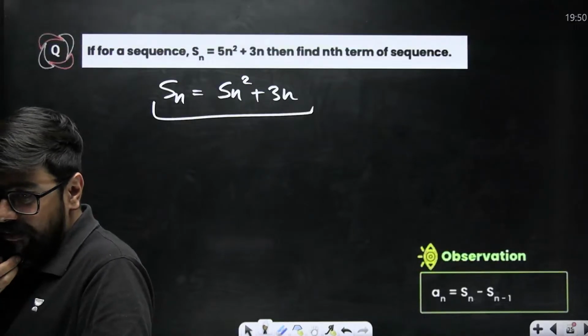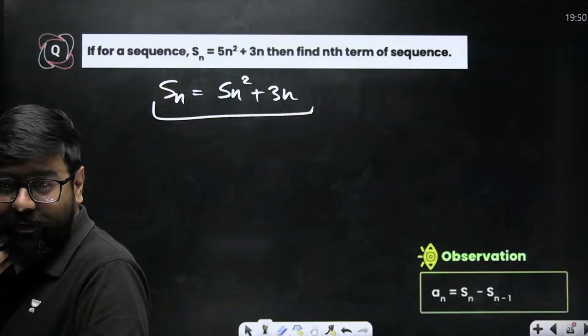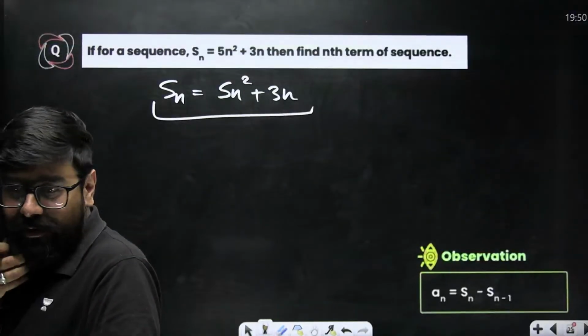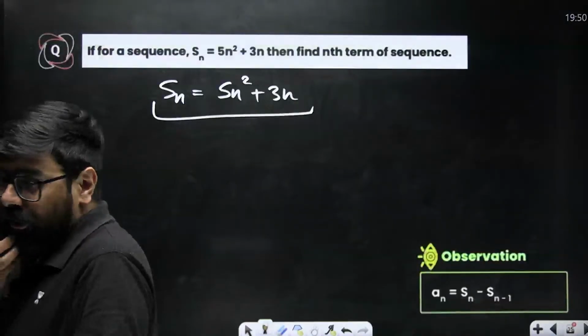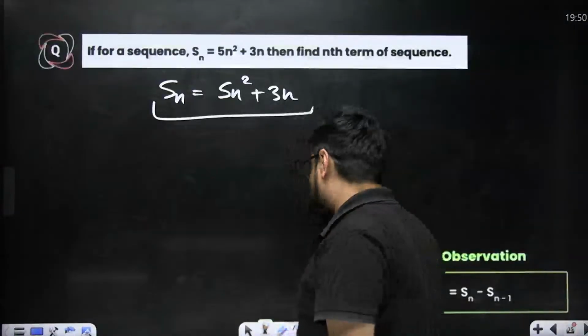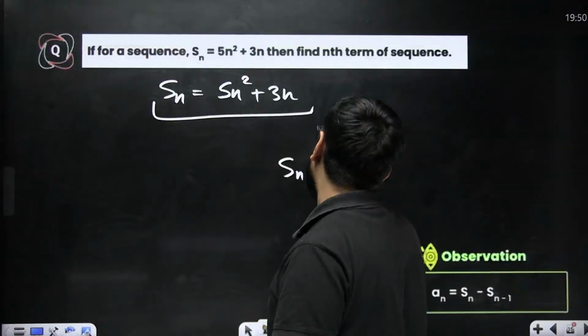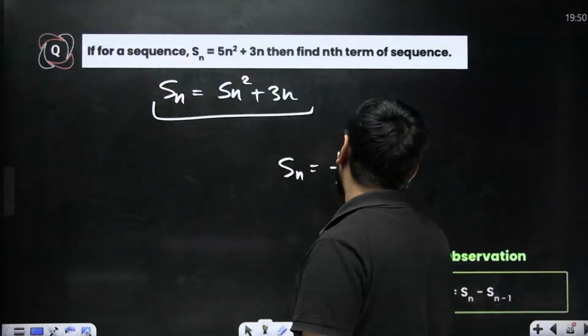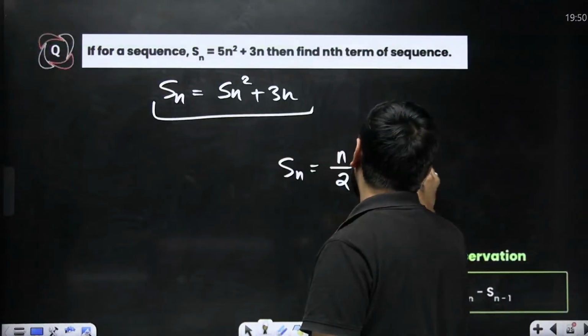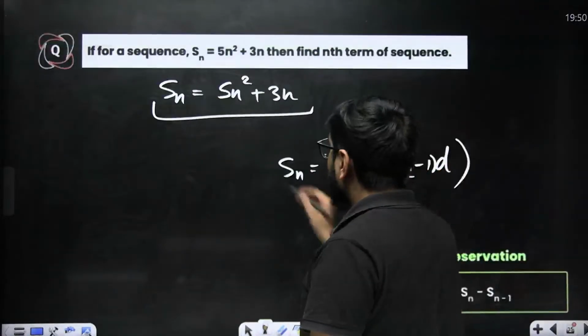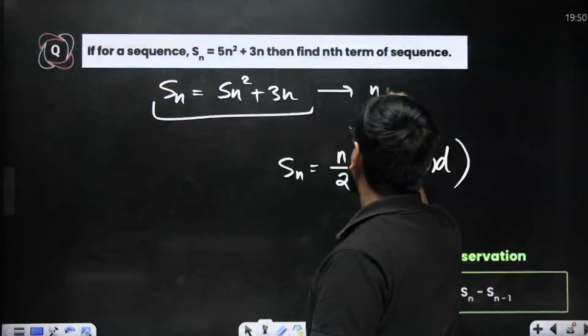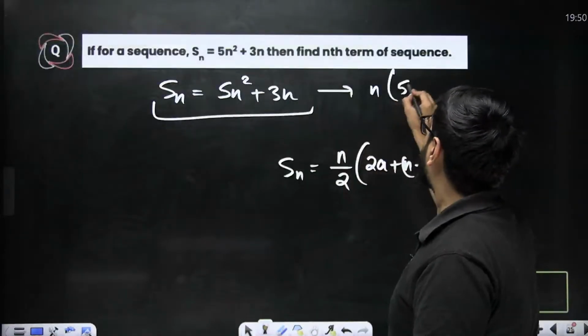Do we? We don't know. Obviously, we don't know. But we recently found a formula for the sum of n terms of an AP: n by 2, multiplied with 2a plus (n minus 1) into d. Now, in this same formula, if we take n common, then we have 5n plus 3.